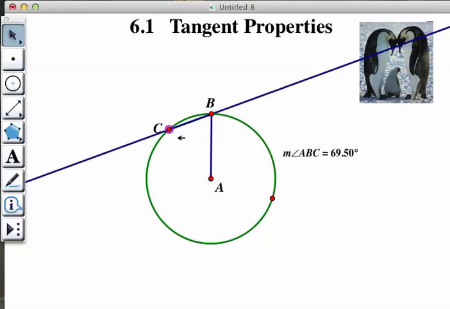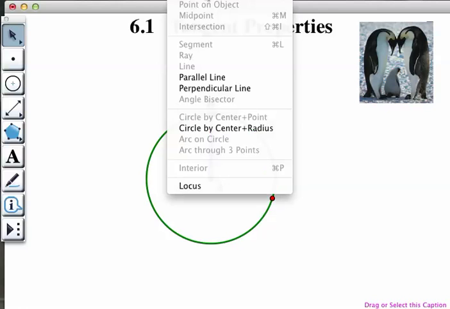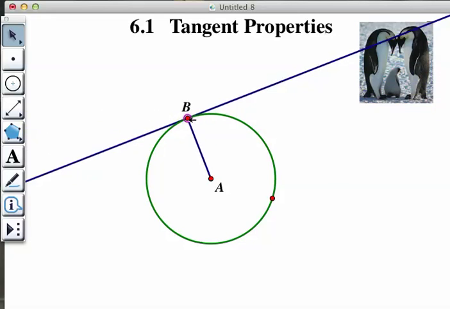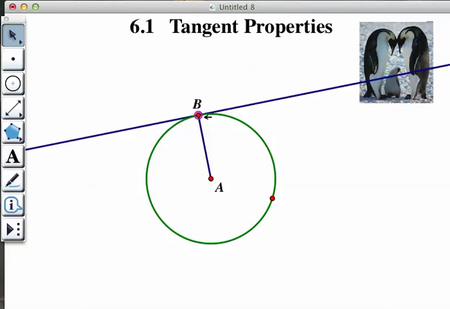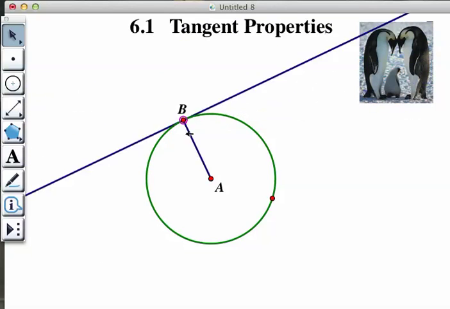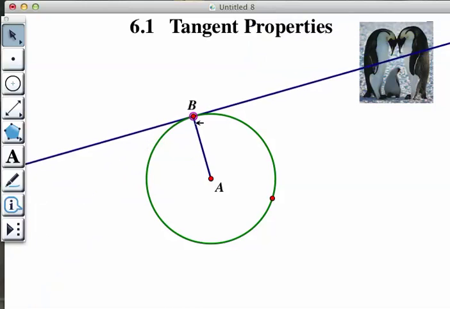So now that we know that, let me get rid of that line, and let's make a permanent tangent line. I'm going to construct a perpendicular line through point B. So since point B is on the circle and AB is a radius, if I make a perpendicular line through point B to segment AB, it becomes a tangent no matter where I move it.